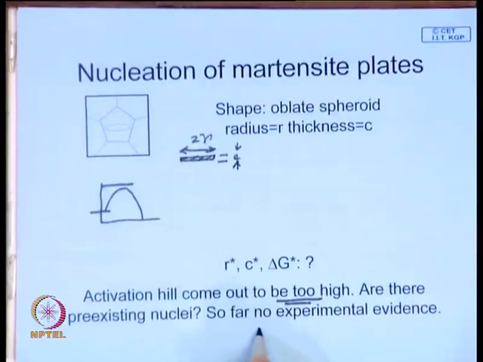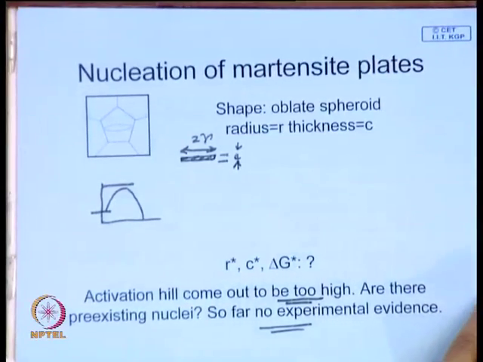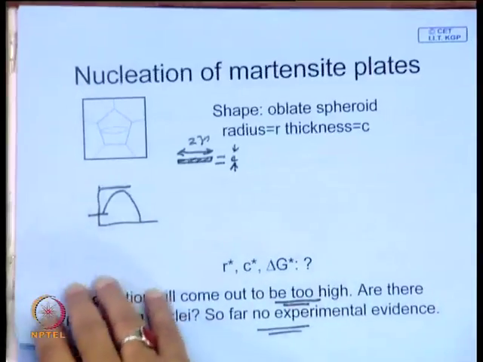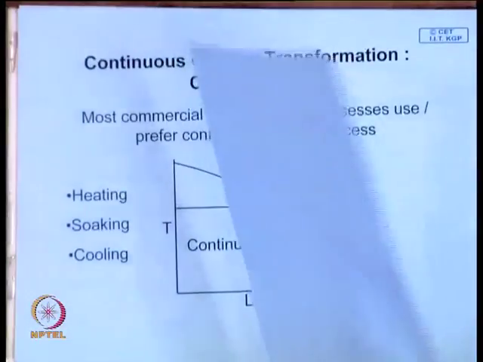Some people thought possibly these nuclei are pre-existing, and it is growth controlled, and that growth is very fast. But nobody has seen it, and it is extremely difficult to prove experimentally. There is no experimental evidence of a pre-existing martensite nucleus.